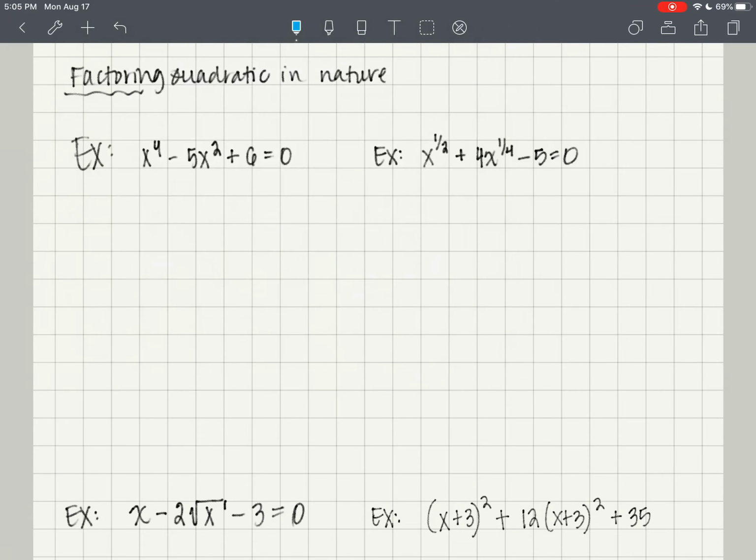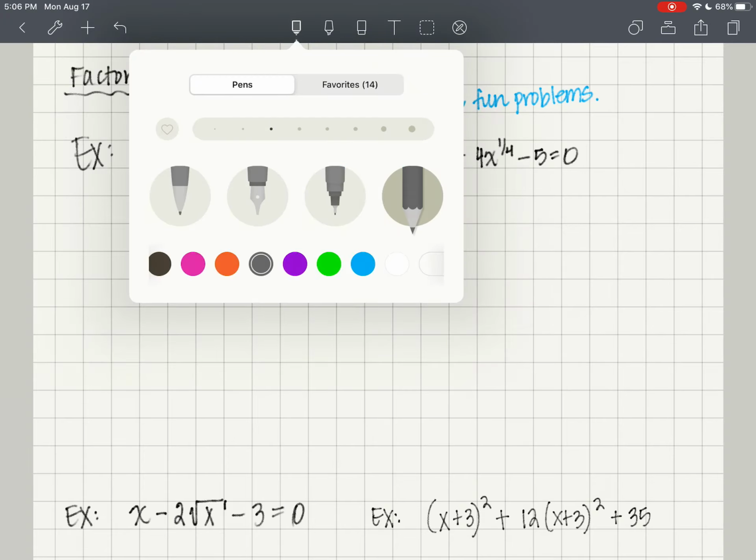These equations are quadratic in nature because the first exponent is twice the second. Problems that are quadratic in nature are fun problems. They really are. I think that's just because I really enjoy factoring. So when I see these problems, I think, wow, I might be able to factor that.